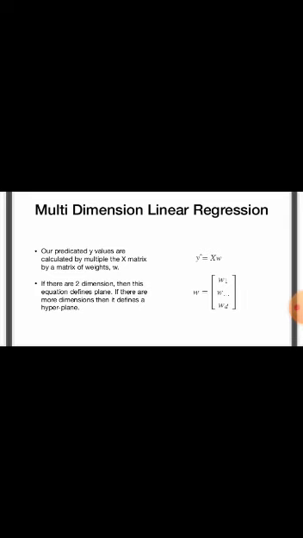Multidimensional linear regression. Each training sample has an x made up of multiple input values and a corresponding y with a single value. The inputs can be represented as an X matrix in which each row is a sample and each column is a dimension. The outputs can be represented as a Y matrix in which each row is a sample. Our predicted Y values are calculated by multiplying the X matrix by a matrix of weights W. If there are two dimensions, then this equation defines a plane. If there are more dimensions, then it defines a hyperplane.